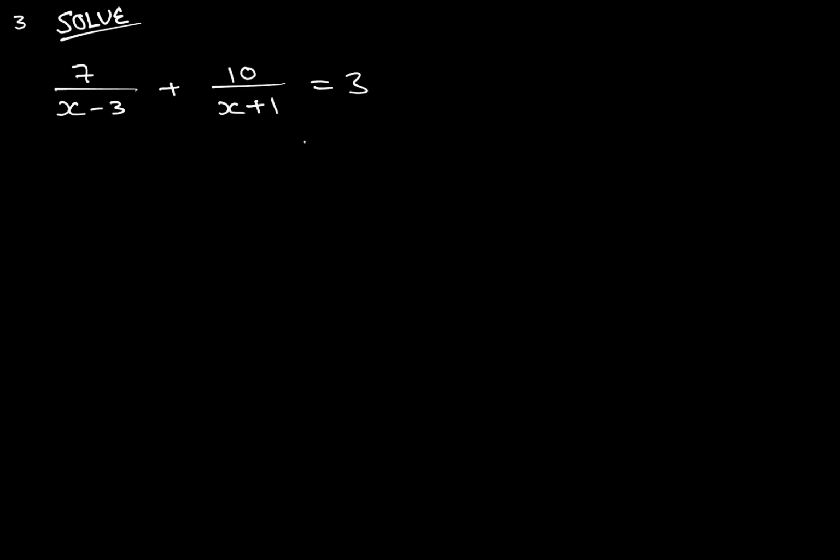And we are going to solve 7 over x minus 3 plus 10 over x plus 1 is equal to 3. So the first thing is we need to get rid of the denominators. So in order to get rid of the x minus 3 in the first fraction, I'm going to multiply everything by x minus 3. And I'm going to do that to the second fraction, and I'm going to do that to the 3 on the end. And then what I'm going to look at is getting rid of the x plus 1. So I'm going to multiply this by x plus 1. I'm going to multiply this term by x plus 1 and the final one by x plus 1 as well.